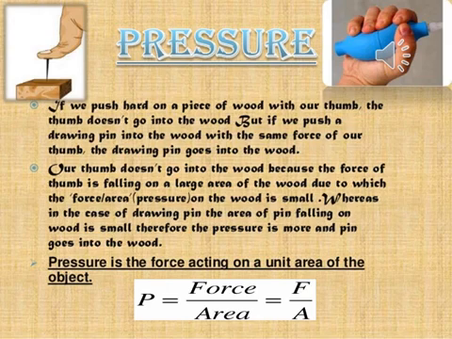Here, you understand that the effects of two forces of equal magnitudes are different on these two different areas of the contact surfaces. It means that the pressures experienced by these two contact surfaces are different. The effect of force is pressure. From these activities, pressure can be defined as the force acting on unit area of the object. Mathematically, it is equal to the ratio of force applied to the area of contact. Pressure is represented by P. P is equal to force divided by area, which is equal to F by A.